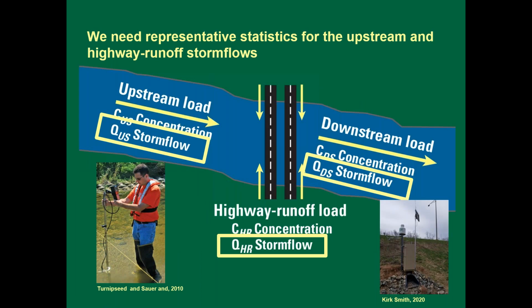The next thing we need is representative statistics for the upstream and highway runoff storm flows. So here we have these variables: the upstream storm flow and the highway runoff storm flow, which could be urban runoff, or again, if we're applying a BMP. Our picture on the left is a guy measuring stream flow, and we have a highway runoff monitoring site in Connecticut down there on the right. We add the two storm flows together, the upstream and the highway, and we get that downstream storm flow.